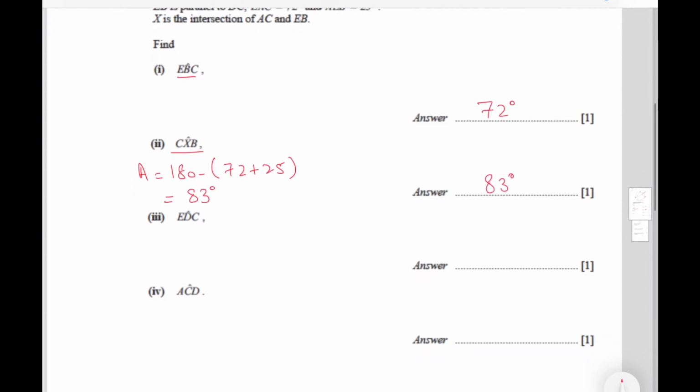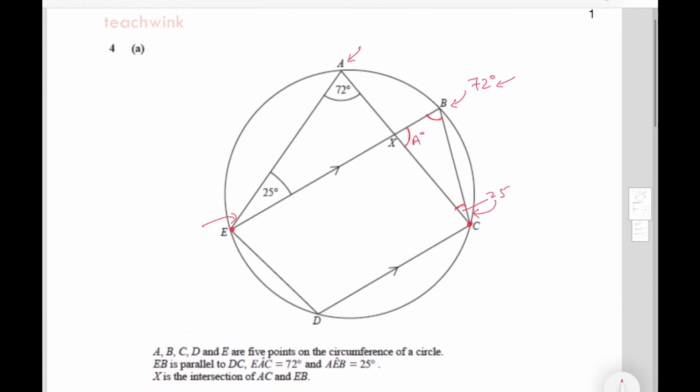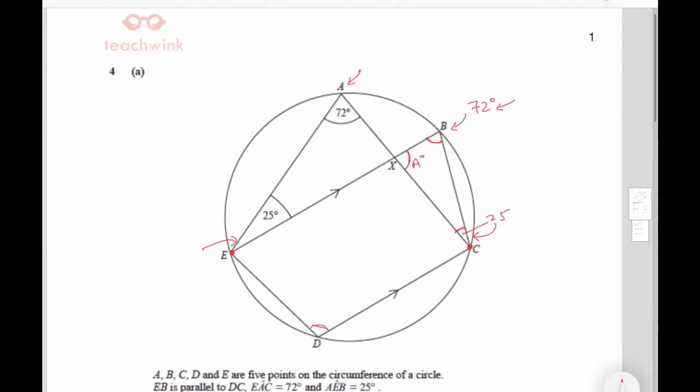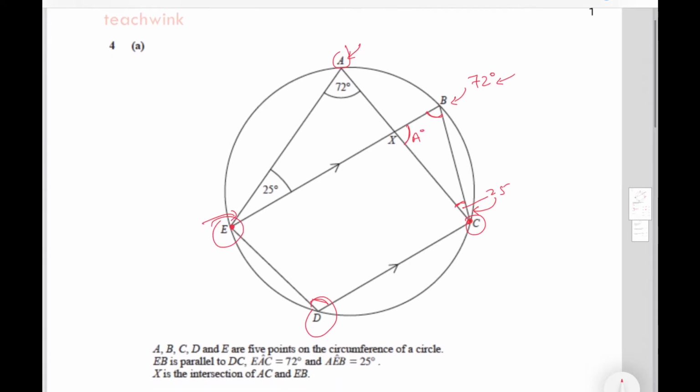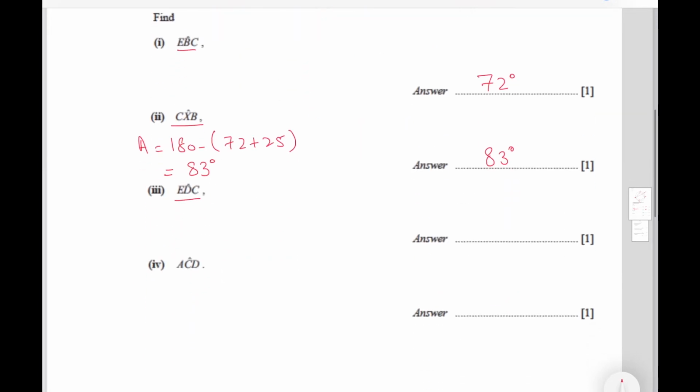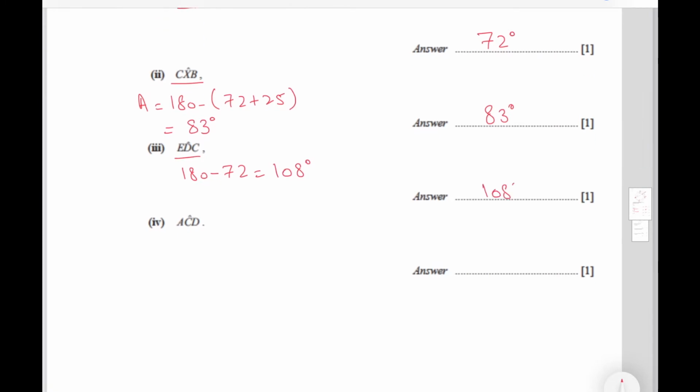The next part says find EDC. EDC is this angle right here. How do we find EDC? So one of the properties of a circle is that if you have a quadrilateral, for example, A, C, D, E is a cyclic quadrilateral. So the opposite angles, just like A and D, added together would be 180 degrees. So in order to find EDC, you subtract 72 from 180 and when you do that, you get 108 degrees. That's part 3, 108 degrees.